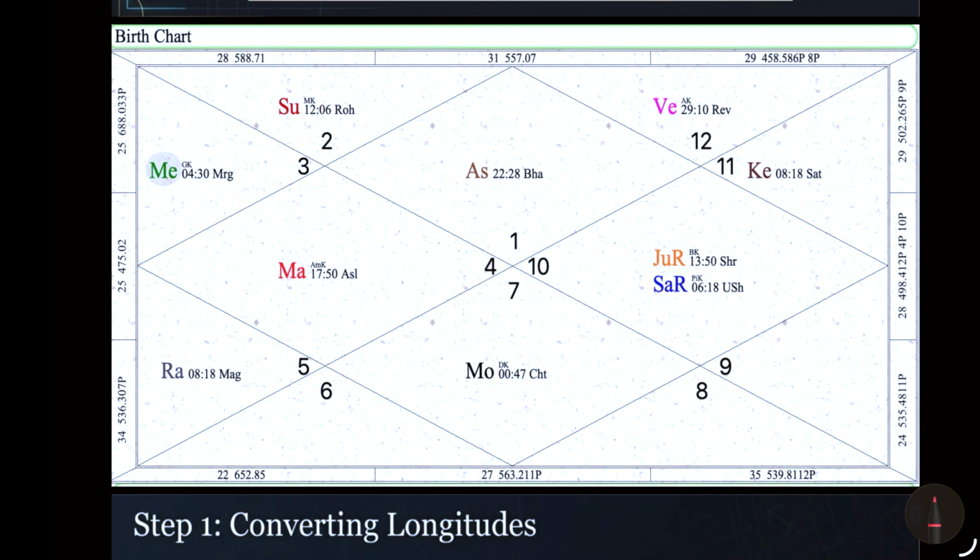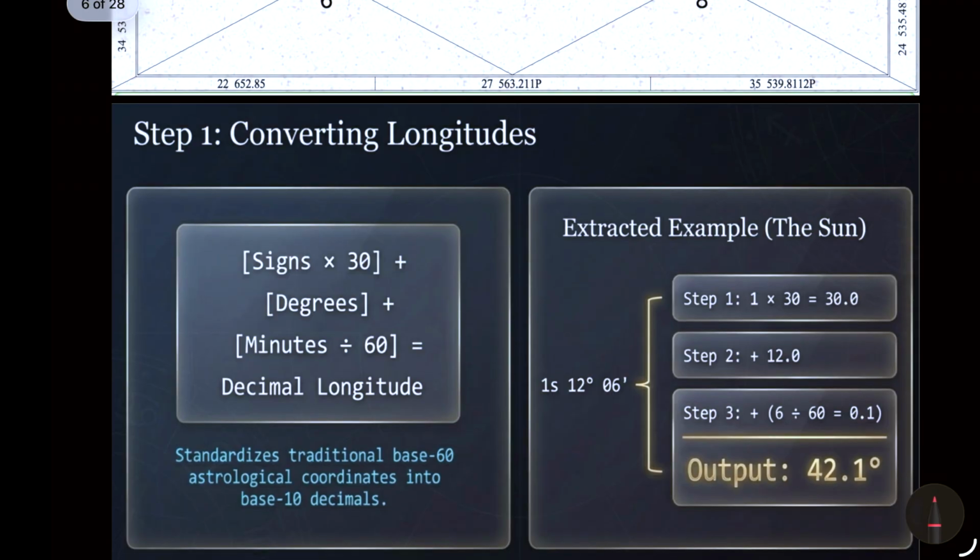Sun is placed in Taurus at 12 degrees 6 arc minutes. It is 1 sign, 12 degrees, 6 arc minutes. First, convert the sign into degrees: sign times 30 plus the degrees plus minutes divided by 60, so you get a decimal longitude. In this case Sun is 1 sign past, so 1 into 30 is 30. It is at 12 degrees, and 6 arc minutes, so 6 divided by 60 is 0.1. So the decimal longitude of Sun is 42.1 degrees.